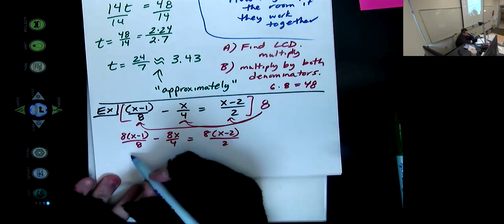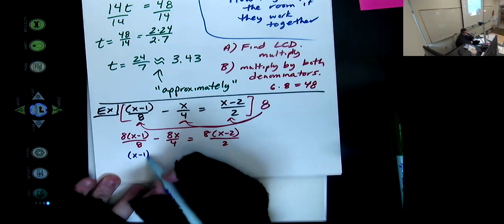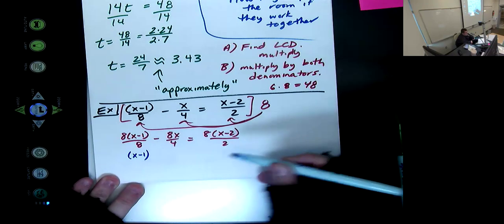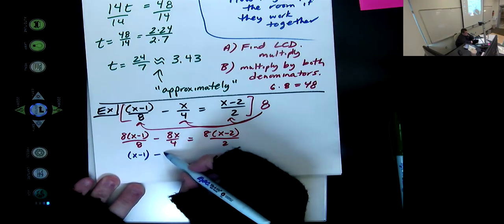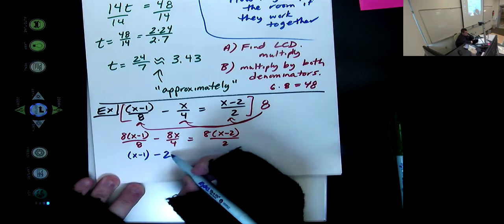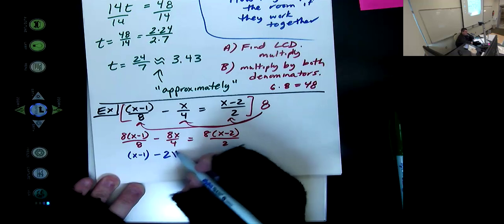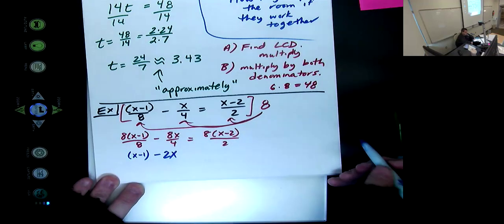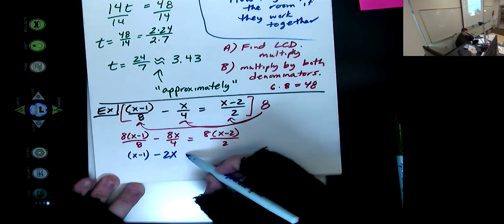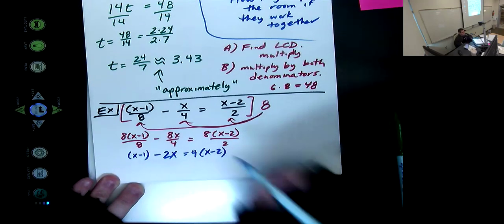The eights here cancel, and that is just x minus one. Eight divided by four is two, and there's a negative, so negative eight divided by four is negative two. We got an x. And the eight divided by two is four, and we still have x minus two.